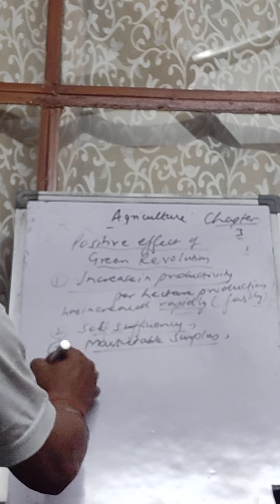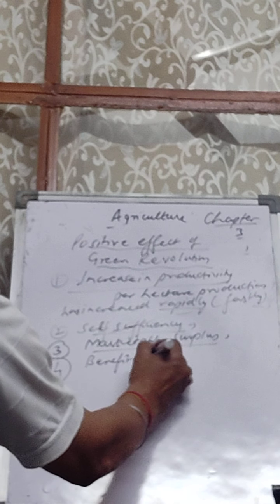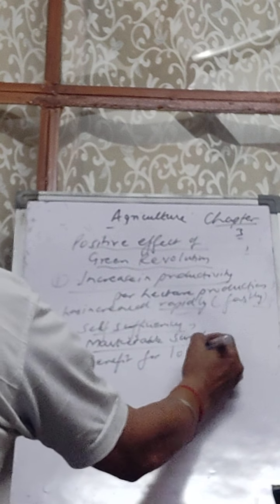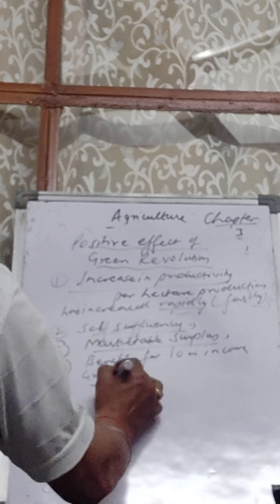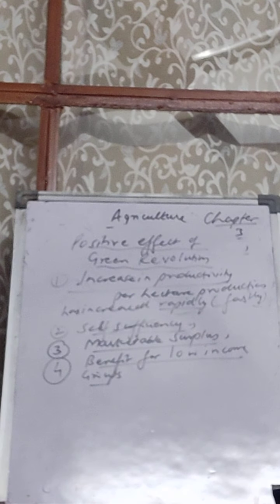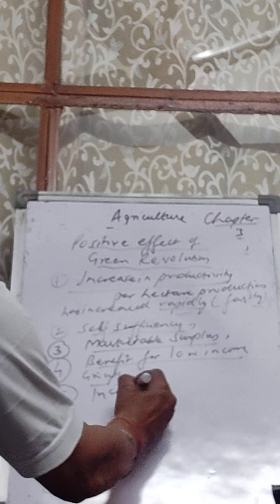Fourth point, benefit for low income groups. Now students, because of marketable surplus, large amount of food grains was sold in the market, so people with low income group were able to purchase the food grains at low rate of interest. Then is increase in employment.